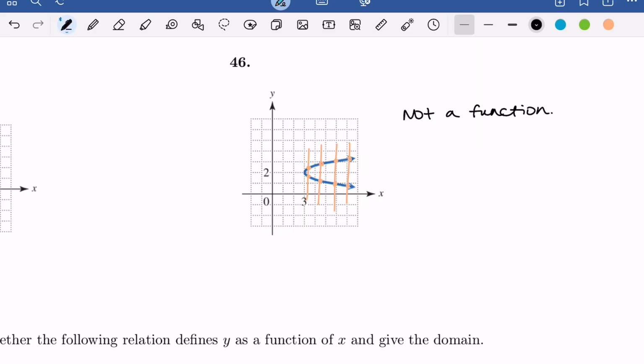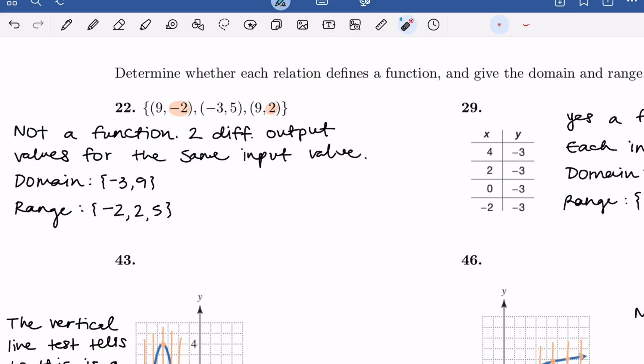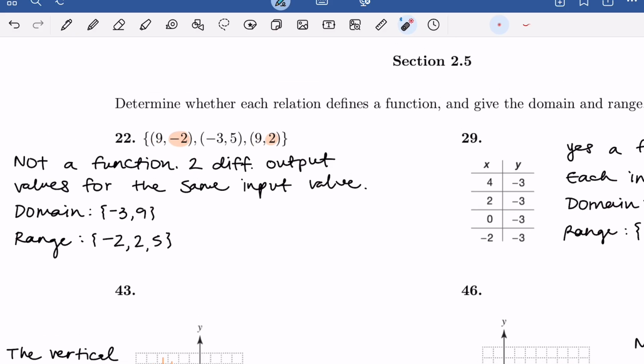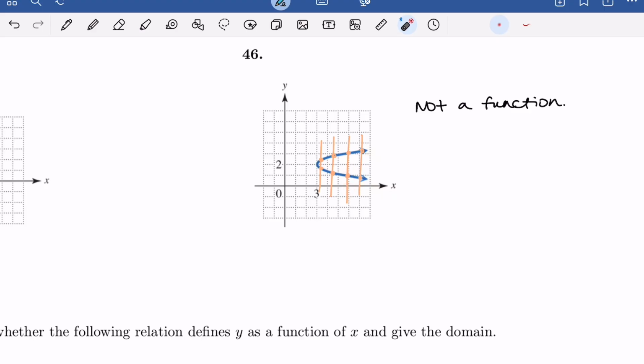So that's what this looks like graphically. This is the same instance that we saw here. This input value of 9 has two different output values. This input value of 6 here has two different output values, 1 and 3. Okay, so we'll say not a function. The vertical line intersects our graph at 2 points.